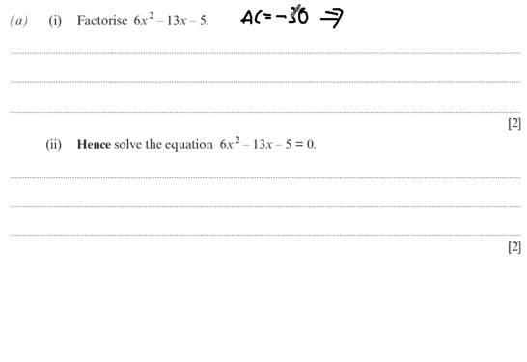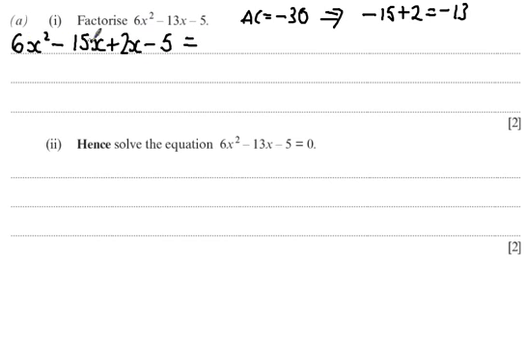So that means since it's a negative number, one will be positive, one will be negative, and so I want them to have a difference of minus 13. So if I have minus 15 plus 2, they multiply to give minus 30, but also add together to give minus 13. So now 6x squared minus 13x minus 5 can be rewritten as 6x squared minus 15x plus 2x minus 5.